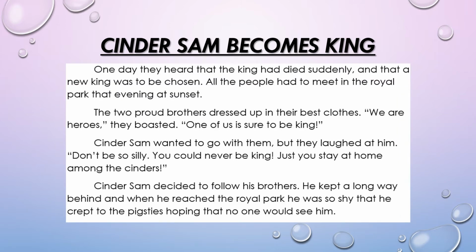One day, they heard that the king had died suddenly, and that a new king was to be chosen. All the people had to meet in the royal park that evening at sunset. The 2 proud brothers were dressed up in their best clothes. "We are heroes," they boasted. "One of us is sure to be king." Cinder Sam wanted to go with them, but they laughed at him. "Don't be silly, you could never be king. Just you stay at home among the cinders." Cinder Sam decided to follow his brothers. He kept a long way behind, and when he reached the royal park, he was so shy that he crept to the pigsties, hoping that no one would see him.